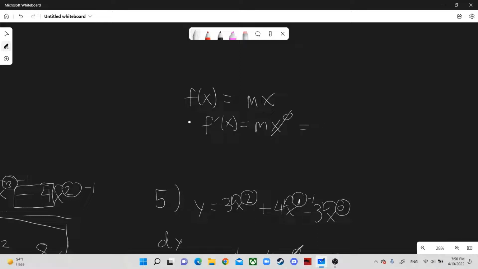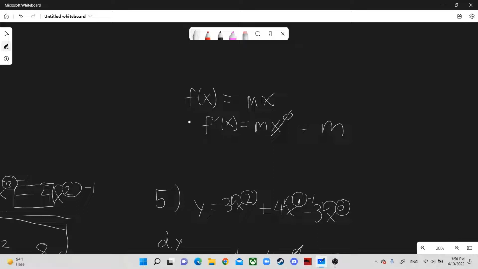So it's m times 1 is just m. So whenever you differentiate something times x, you get back to something. Okay? So if you differentiate 2x, you get back 2. Differentiate 6x, you get back 6. Differentiate 3 billion x, you get back 3 billion.